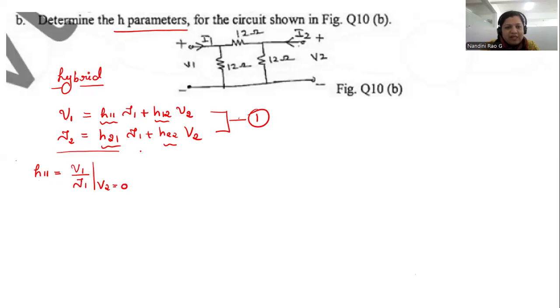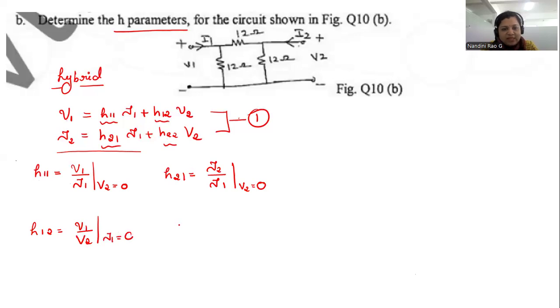Similar way, I'll consider the second term. Okay. So H21 equal to I2 by I1 when V2 is 0. Okay. Why have I written these two things together? So that I can find both H11 and H21 with the single circuit. Similar way, now I'll write for H12, H22. H12 is equal to V1 by V2 when I1 is 0. Similar way, H22 equal to I2 by V2 when I1 is 0.